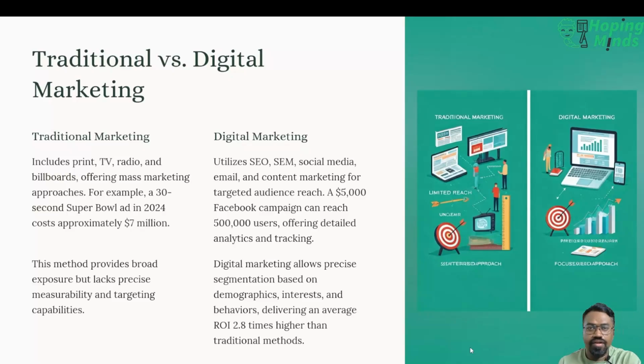Now, traditional marketing provides broad exposure but lacks precise measurability and targeting capabilities. I'll try to give you an example for this particular thing. Let's say I am having my own business, into textile. I'm having a textile firm, and I want to put up a hoarding. Now let's break down a bit about my textile firm. My firm specifically sells women's clothing.